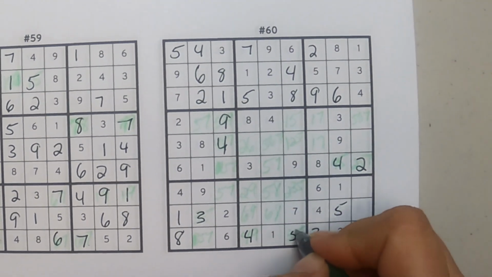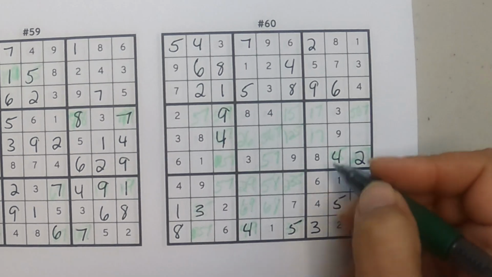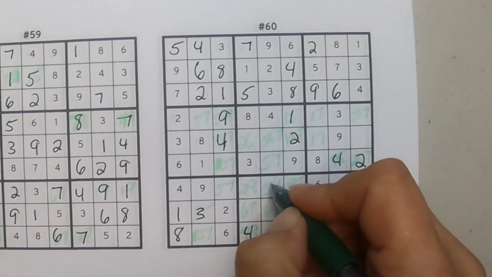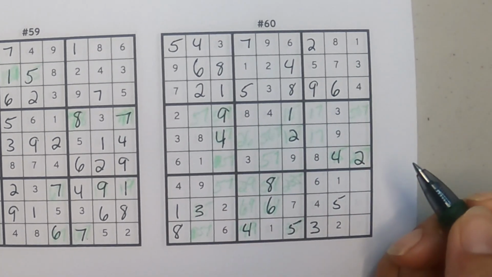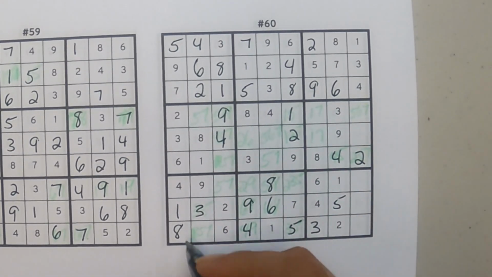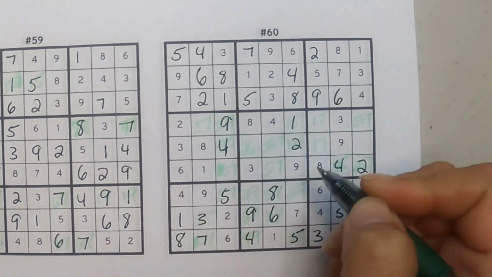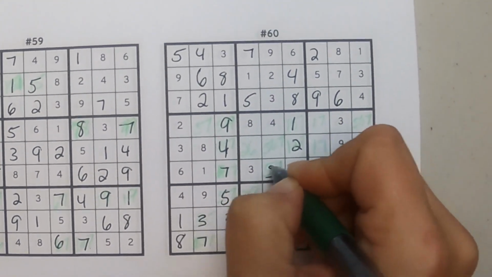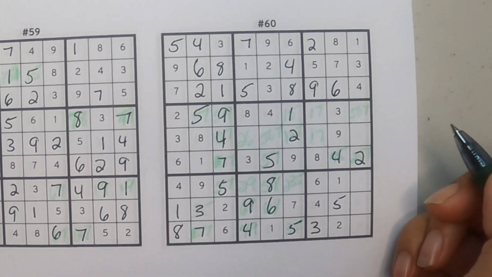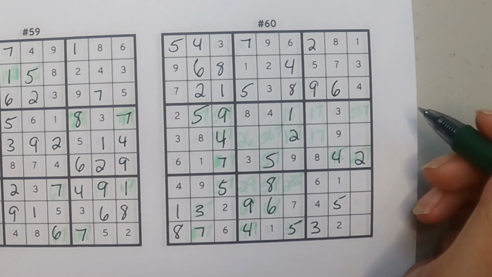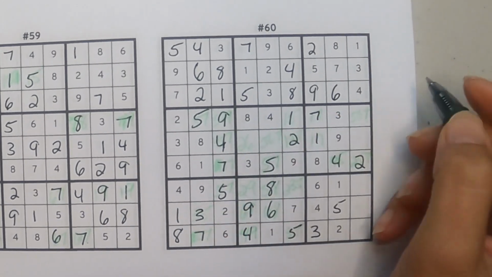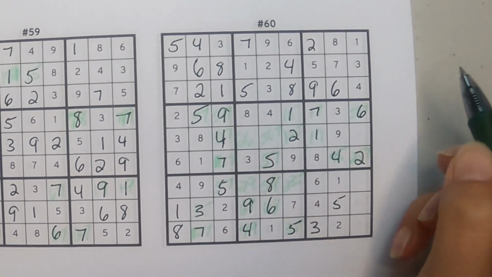That 3 makes this our 5. 1, 2. That 5 makes this our 8, 6, 9. 5 makes this our 7, 5 up here. That 1 makes this our 7, 1. So that 5 and 7 makes this our 6.